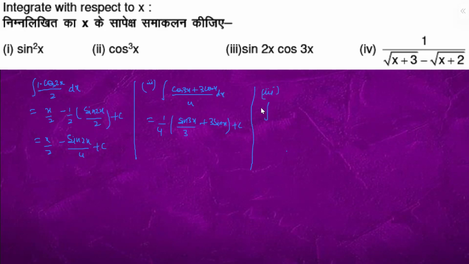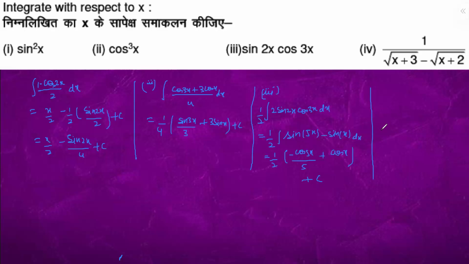If you divide by 2 and multiply by 2, this is sin 2x cos 3x dx. It is 2 sin a cos b, which is sin(a plus b) minus sin(a minus b). So this is sin(a plus b). A plus b is what? 5x, minus sin(a minus b) dx. So this is 1 by 2 times minus cos 5x upon 5 plus cos x, plus c.